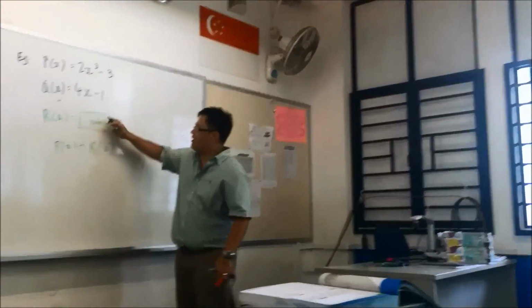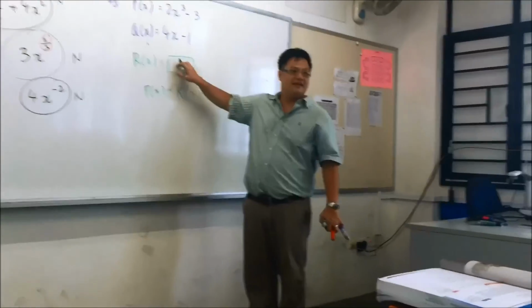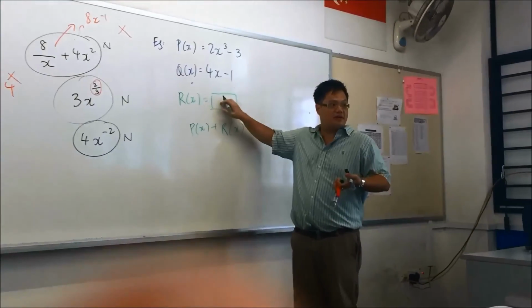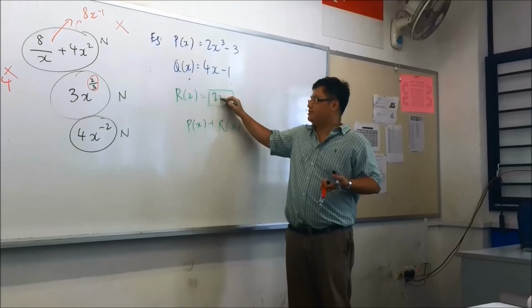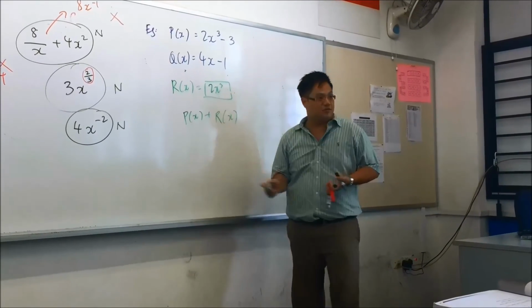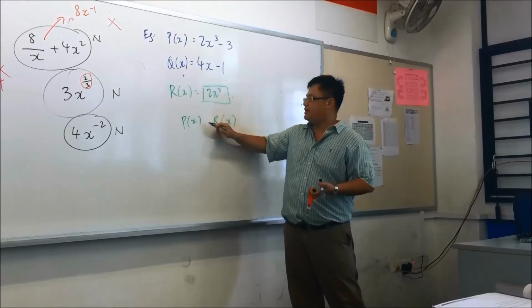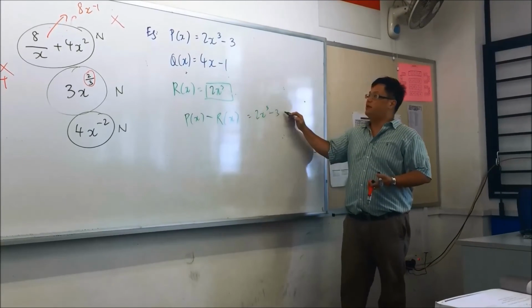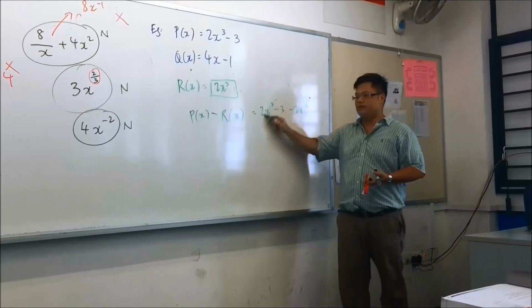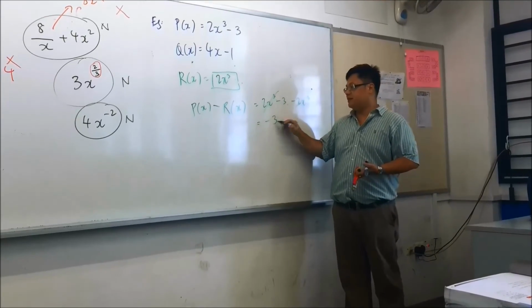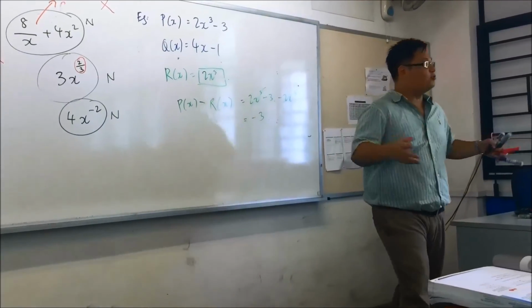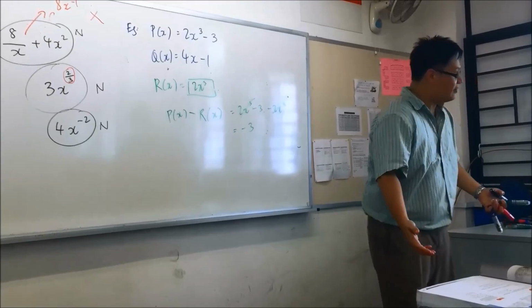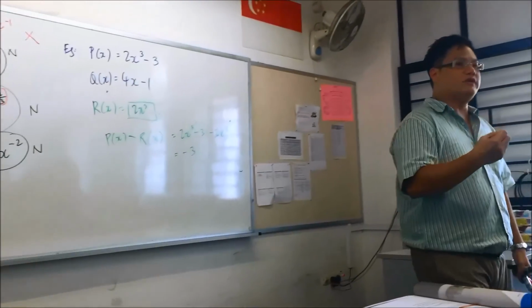No. Why not? Give me just one example. I let r(x) be what? Let r(x) be 2x cubed. Very good. Example, this is 2x cubed. If I take p(x) minus r(x), what will happen? 2x cubed minus 3 minus 2x cubed. What will happen? 2x cubed minus 2x cubed, this is minus 3. So the x cubed can disappear. Am I correct?